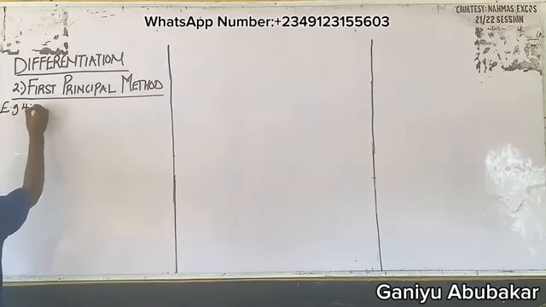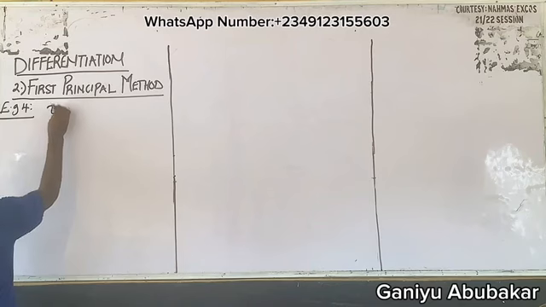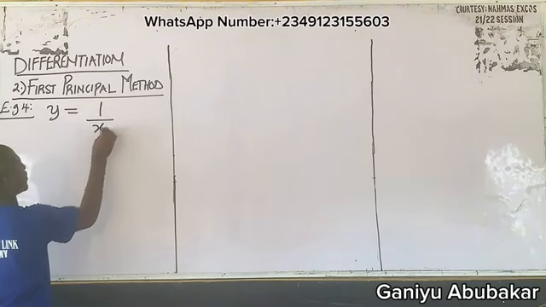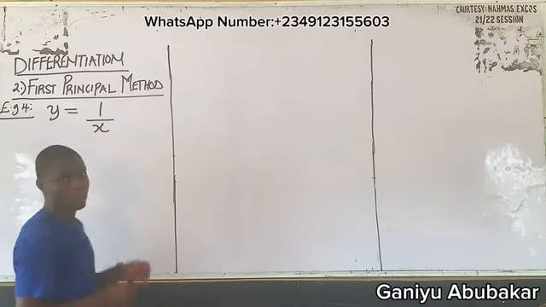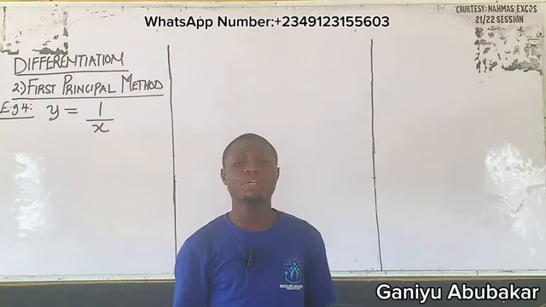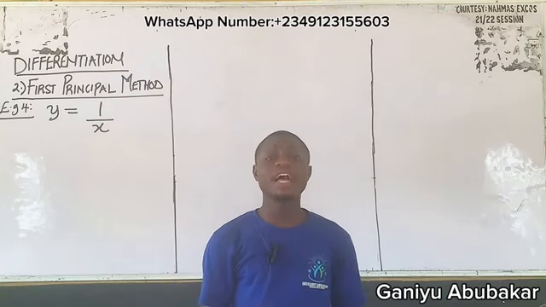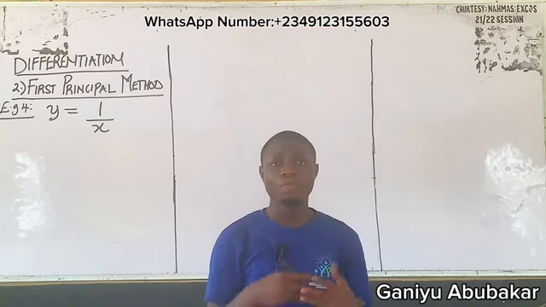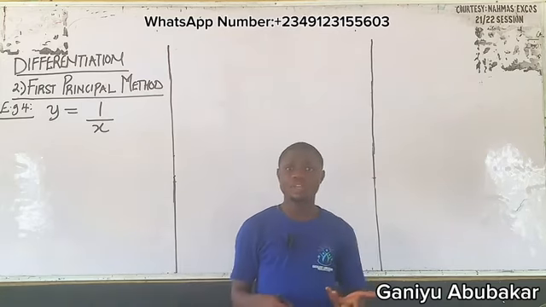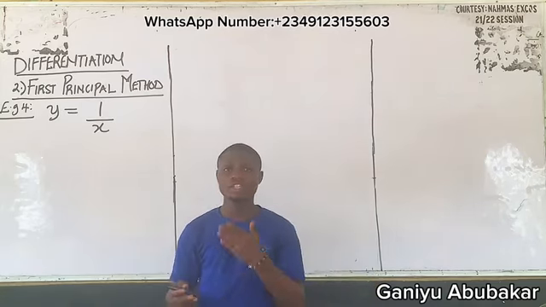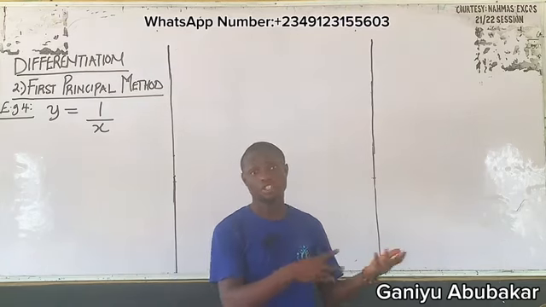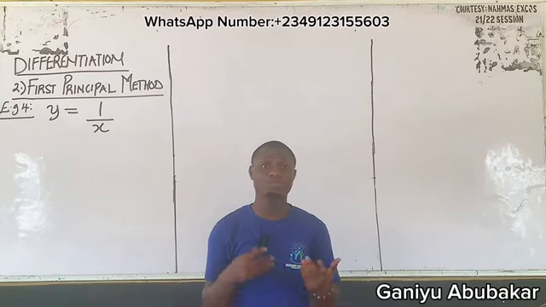Let's say I have y equal to 1 over x, in fractional form. How do you find dy over dx here using the first principle method of differentiation? The task is quite simple. What we know before now is that when it comes to first principle, the key words are delta y, change in y, and delta x, change in x.